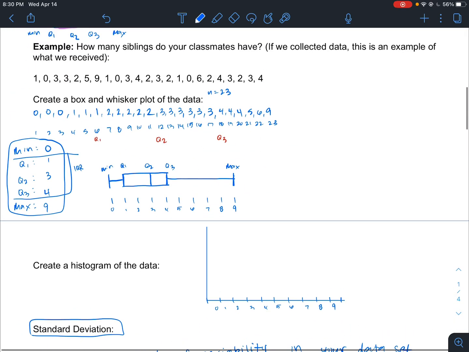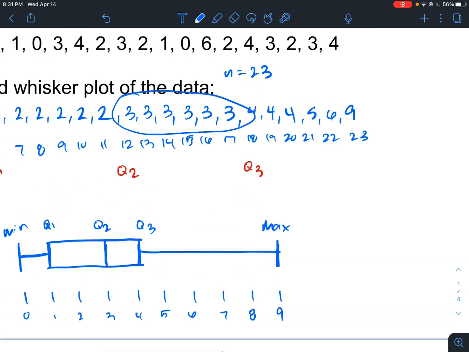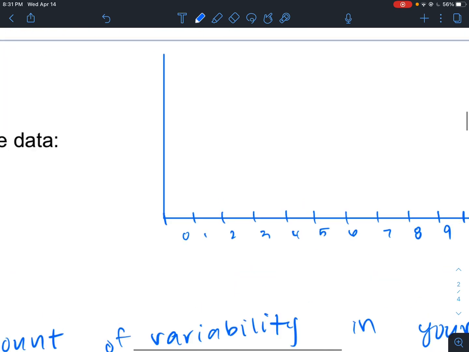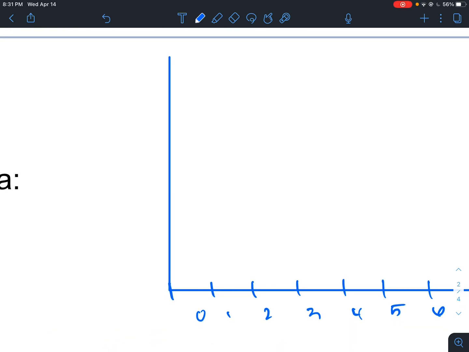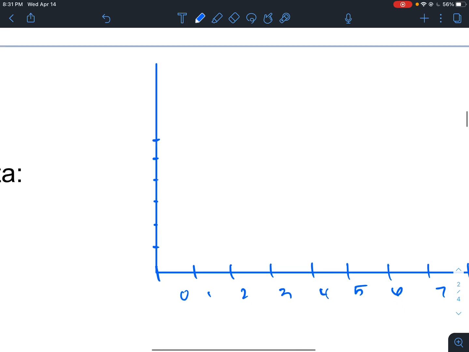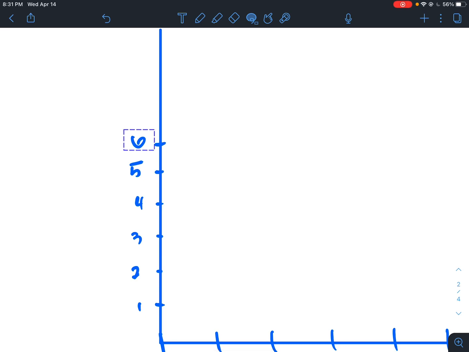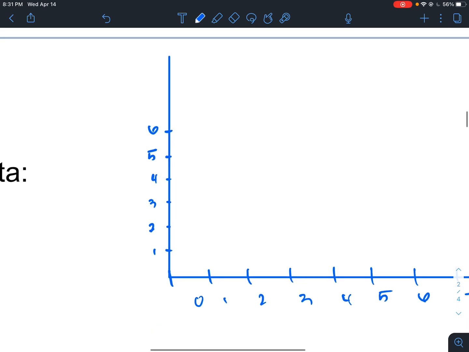Now you had 6 students that said that they had 3 siblings. So that was the highest that it recorded. So I need to show at least 6 up here. So 1, 2, 3, 4, 5, 6. Okay, so again, for students who said that they had 0 siblings, there were 3 of them.